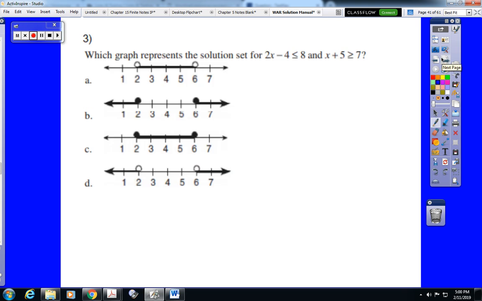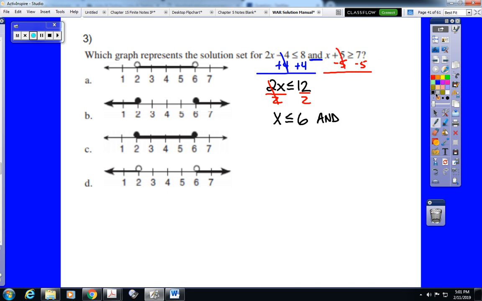And the third one, notice the word AND right away. That should tell you that 2 of those answers should go away immediately, those being B and D. But just because of what we're looking at, let's look at this a little bit differently. What we're going to do is we're going to solve these linear inequalities just like we would linear equations. So 2x is less than or equal to 12. Then we would divide by 2, which gives us x is less than or equal to 6. And on the other one, we would subtract 5 from each side, which would give us x is greater than or equal to 2.